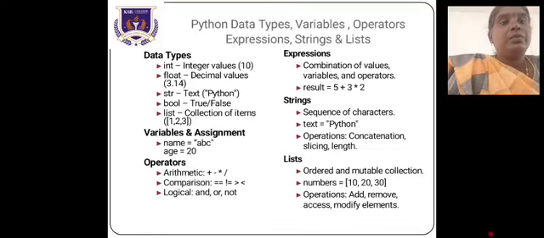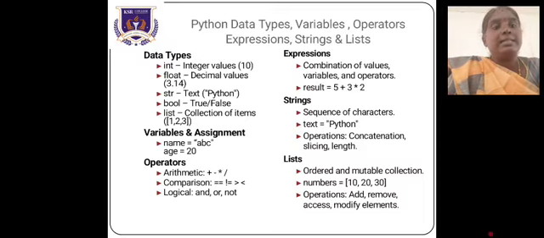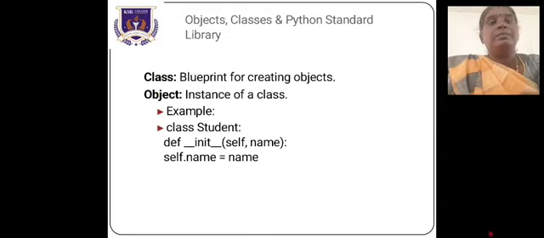Strings, a sequence of characters. text = "Python". Operations: concatenation, slicing and length. Lists, an ordered and mutable collection. numbers = [10, 20, 30]. Operations: add, remove, access and modify elements.